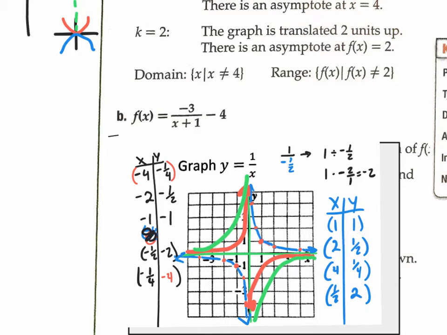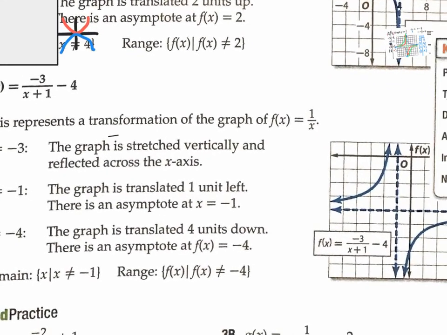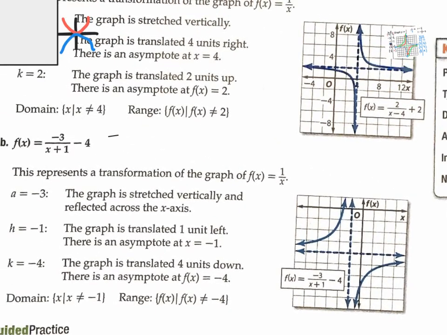And I know it's getting ugly because I'm drawing everything on top of each other. But then in addition to that, this green graph right here is going to get shifted 1 unit to the left and 4 units down. So this guy's going to go 1 unit to the left and 4 units down. Same thing with this guy. And if you think about that and you start looking at the actual end graph here, that's exactly what happens. There was a vertical shift down 4 units, and it got shifted 1 unit to the left. So those are my asymptotes, really easy to graph.